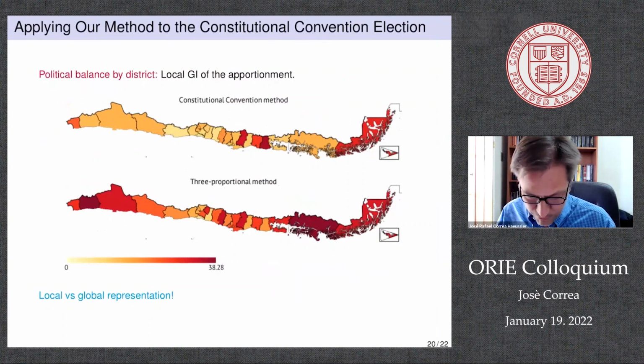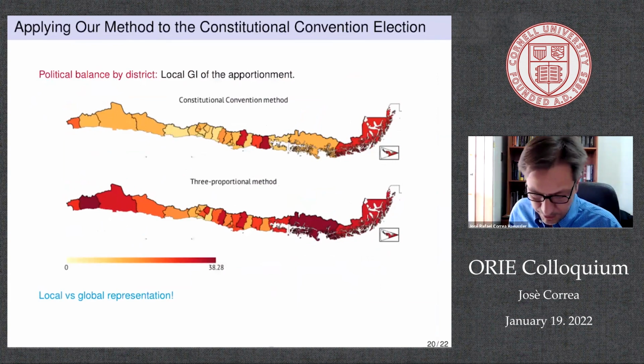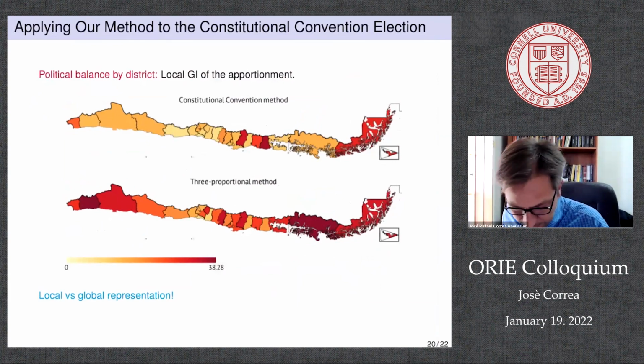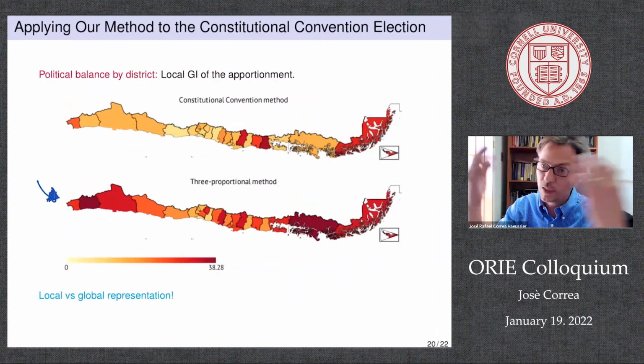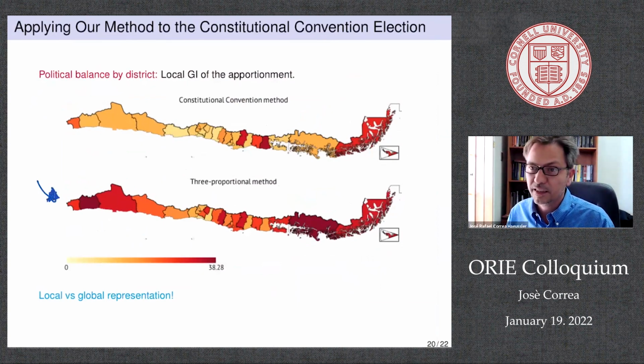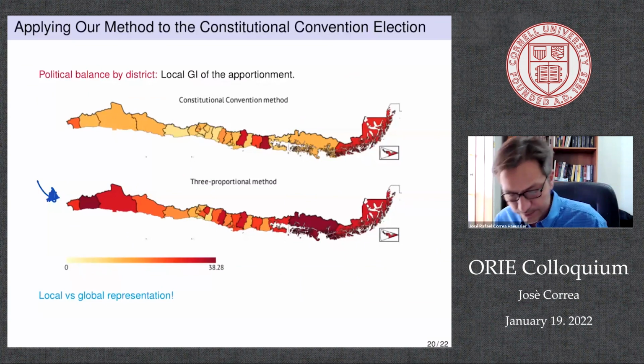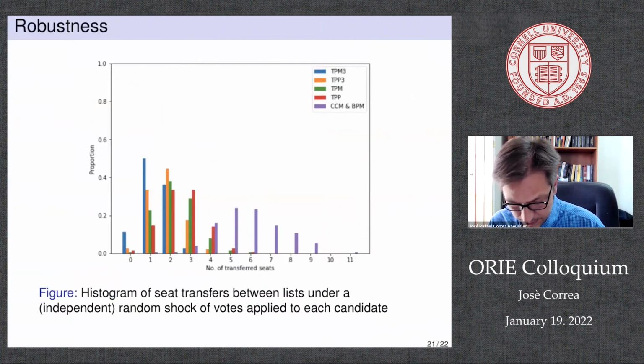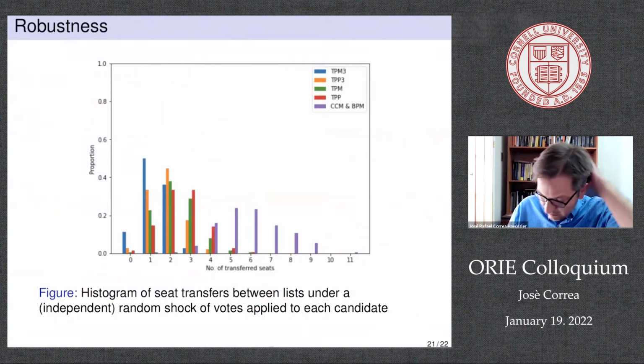This is a pictorial view of this Gallagher index by district. So it looks much uglier when you look at the three proportional methods if you do the plot by district, but if you look at it universally, then it's much less so. I mean, if you look at the plot for the whole country, then it's much closer to the global representation, to the fair share.